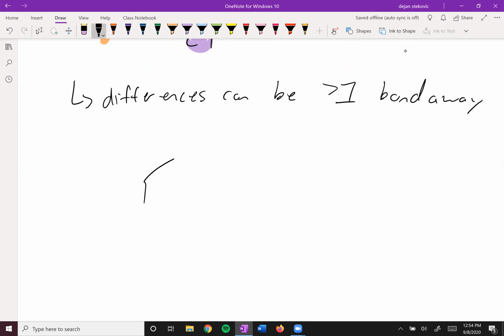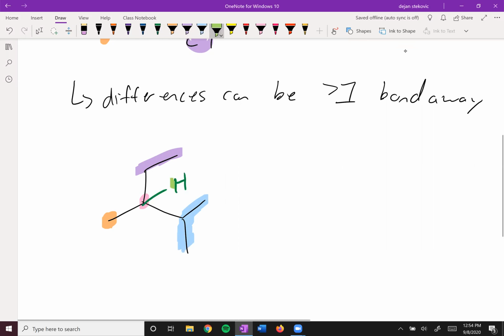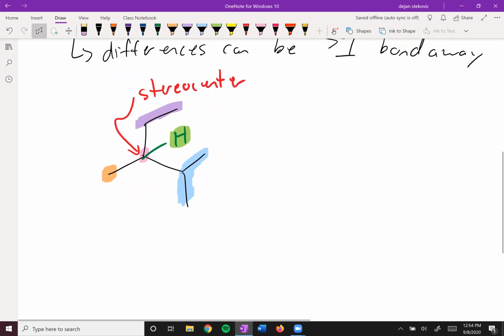So for example, something like this. If we take a look at this carbon right here, we can see over here we've got a methyl group, over here we've got an ethyl group, and then over here we've got an isopropyl group. And then obviously there's one missing, there's also a hydrogen there. And so this does indeed have 4 different things to it. So this is a stereo center, which means there's a left and a right-handed version of these molecules.